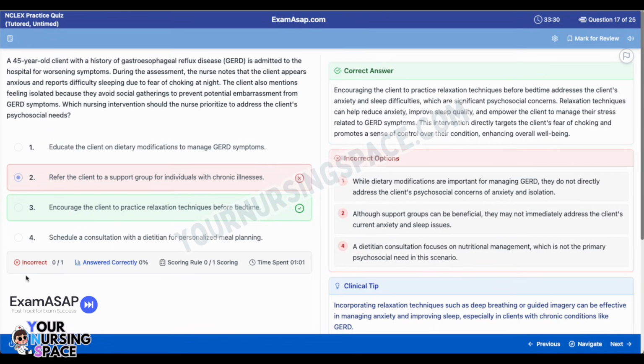The correct answer is C. Rationale. Correct answer, C. Encouraging the client to practice relaxation techniques before bedtime addresses the client's anxiety and sleep difficulties, which are significant psychosocial concerns. Relaxation techniques can help reduce anxiety, improve sleep quality, and empower the client to manage their stress related to GERD symptoms.